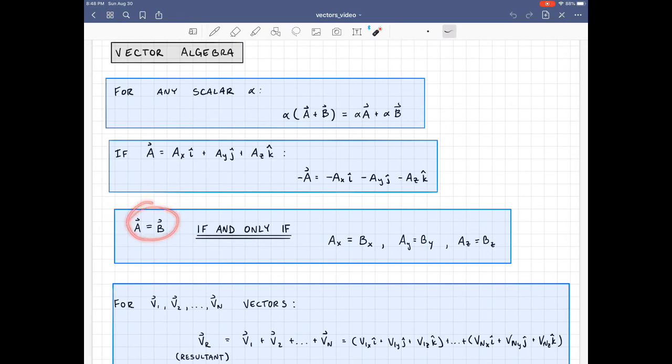This one is incredibly important. If you think two vectors are equal, so if and only if these two vectors are equal, if and only if the x components, the y components, and the z components are all equal, right? So it's the only way two vectors are equal is if the components are equal for each x, y, and z.